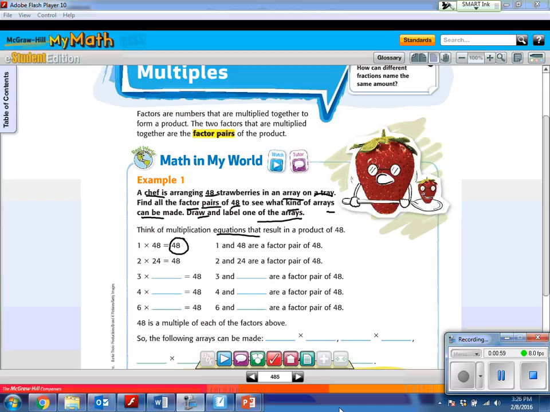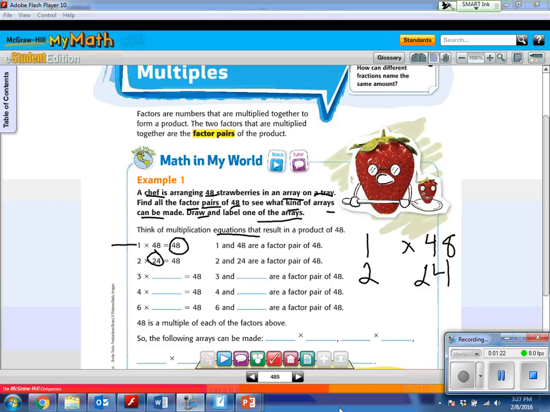I'm going to tell you right now, ladies and gentlemen, always start out with 1 and the number. 1 times 48 always is going to equal 48. So that's why they have it here. 1 times 48 is 48. Okay? Well, let's take a look here. What if I said 2? What can I multiply by 2 to get 48? Well, if I said 24, that would also get me 48. So 2 and 24 can also be factor pairs.